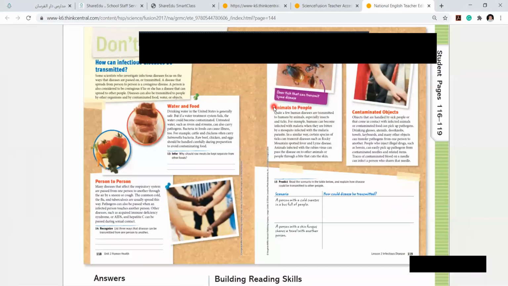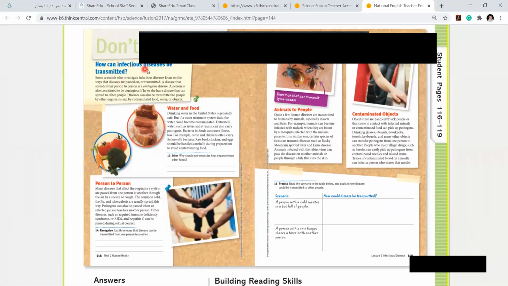Now, how can infectious disease be transmitted? From water and food, person to person. That's why we say no shaking of hands. Animal to people, and contaminated objects. Like if the virus was here, and I go and put my hand there, the virus can come to me. It will come through the skin, or enter through the nose or the mouth, and then inside it will grow. It will take time to grow. That's why they say 14 days quarantine.